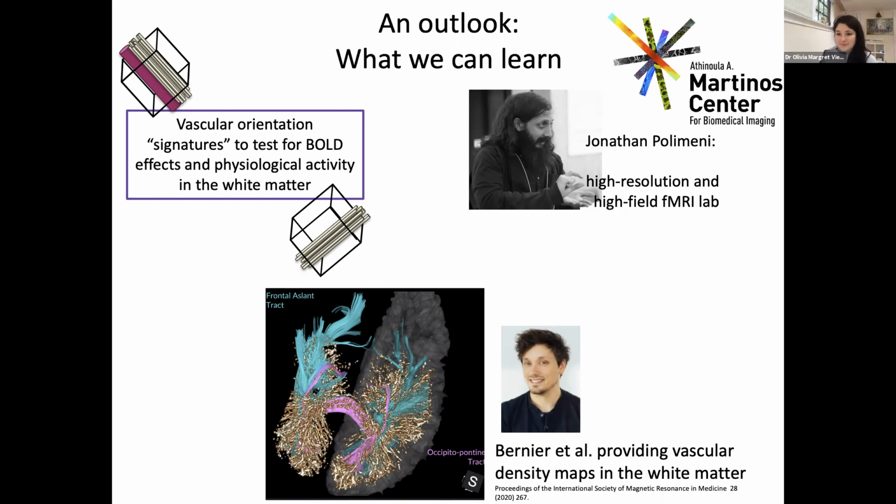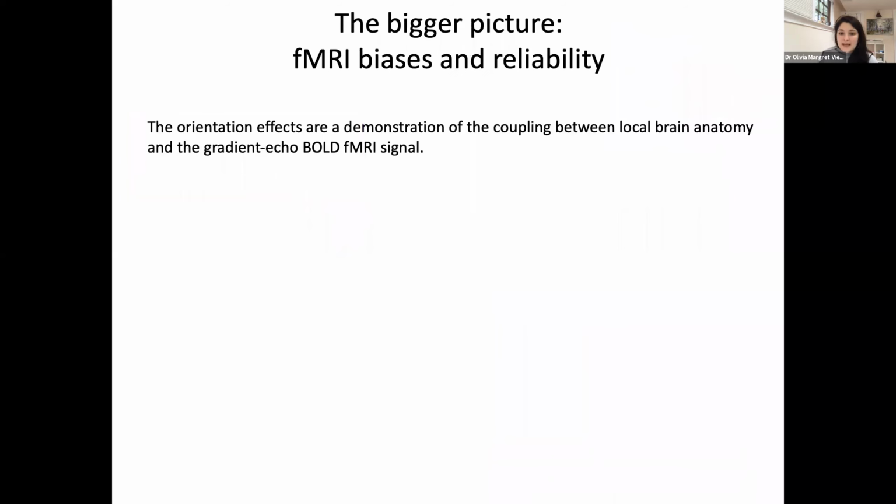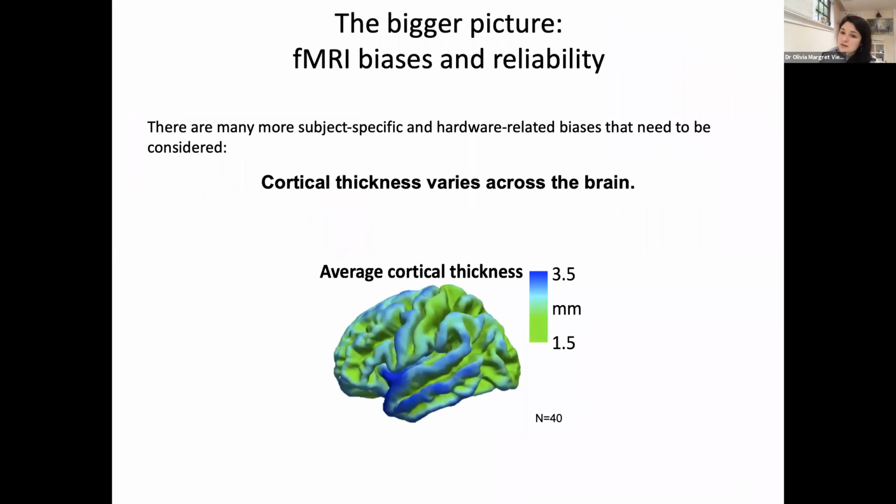I think there's a lot of interesting things that we can learn in the upcoming years from these new technical developments. And to even tie this work into a bigger picture, I hope you learned something about particular orientation effects and the importance of knowing the vascular anatomy to interpret BOLD fMRI signals. But there are many more anatomical, subject-specific, but also hardware-specific sources of bias that ultimately reduce reliability in the single subject and the group scan.